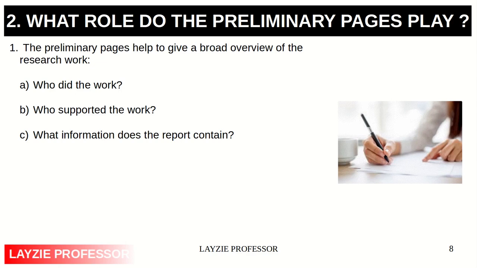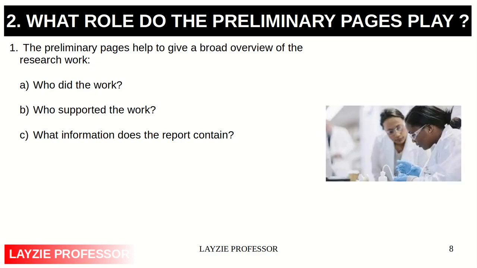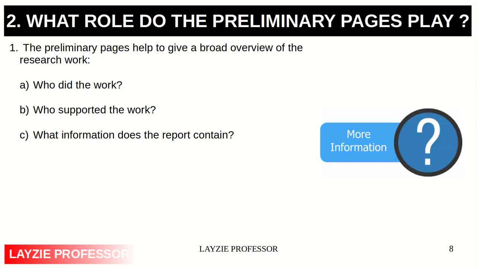So who did the work, for instance, in the certification page: your name, you the student, and your supervisors' names will be there. You are the ones who did the work. Who supported the work: your supervisors are there in the certification page. And then also in the acknowledgement, if there's any other person, outside the institution or even within the institution, who supported the work, you can name them there, and the details will be there. And then what information the report contains: this would be spread across your table of contents, your abstract, list of figures, and list of tables.